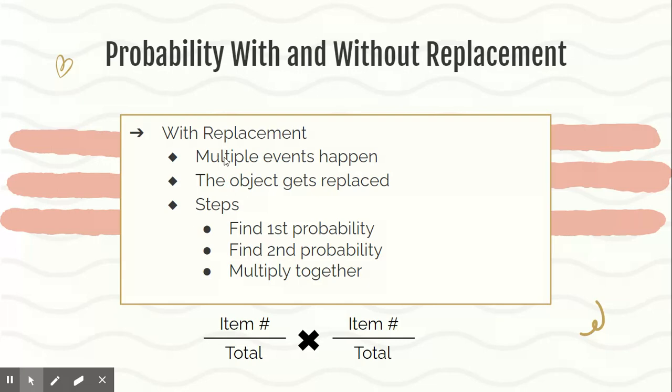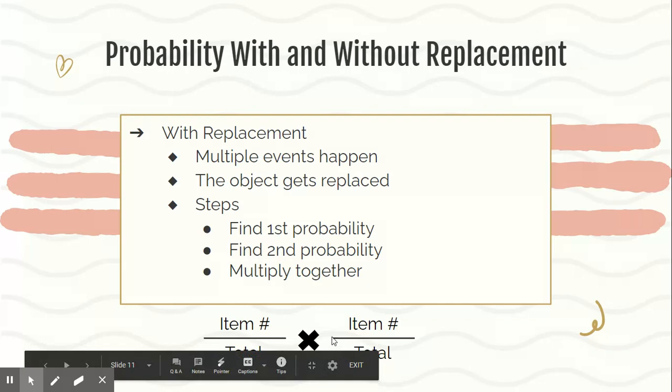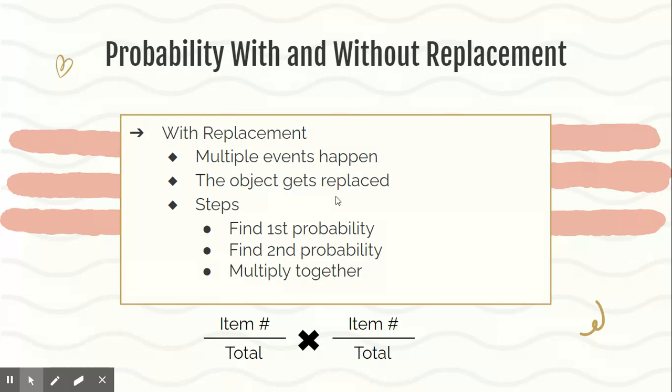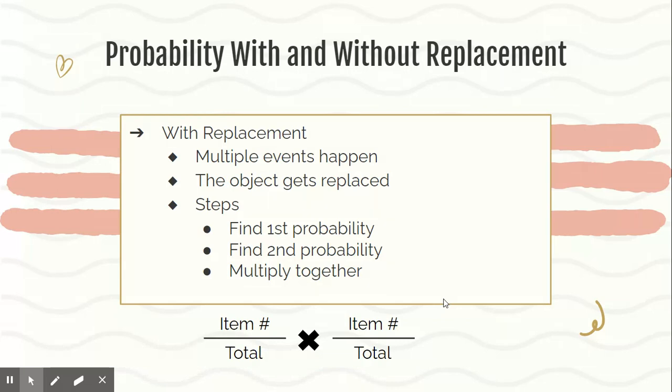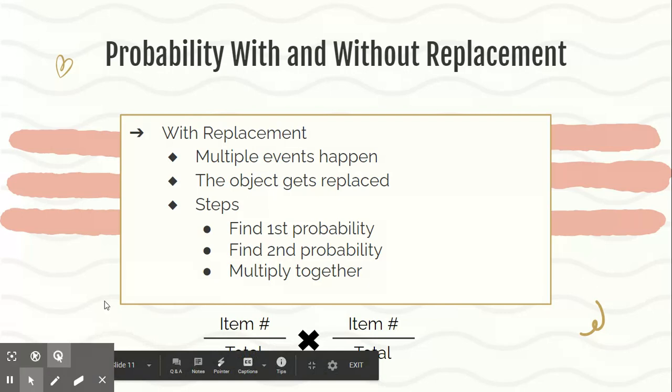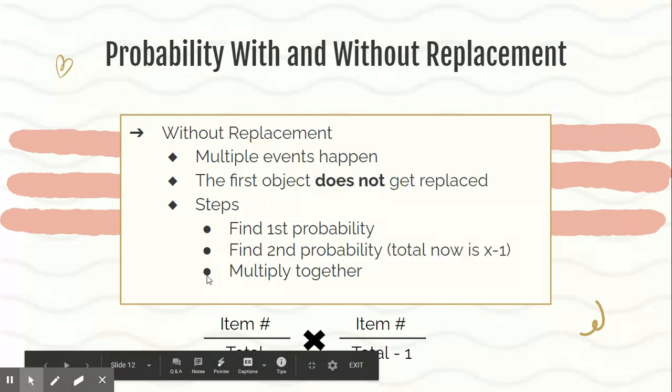So with replacement is pretty close to what we've been doing with probability, except we're going to be doing multiple events now. This means the object gets replaced. Our steps are: find the first probability, just like we would do it, and then find the second probability. So there are two separate items that we're finding the probability of first. And then we're going to multiply them together, because I need to know the probability of both of those things happening right in a row with each other. So that's how you do that.